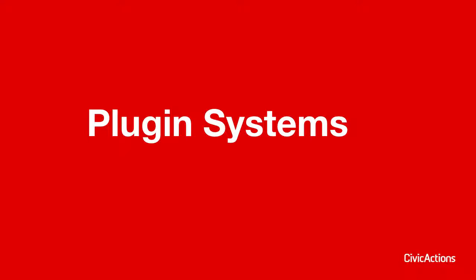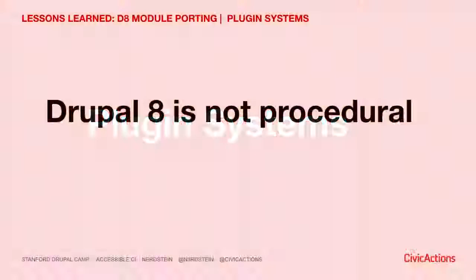All right, plugin systems. Okay, guys, this is probably my favorite. I love plugin systems. I think I've written like 20 or 30 of them already. Drupal 8 is not procedural, right? That's the number one thing that you get when you go from a very procedural system to an object-oriented one: the way that it runs is not traditionally procedural. It's not just calling functions after functions after functions. So things change a lot as you start to think about how you're organizing code inside of a module.